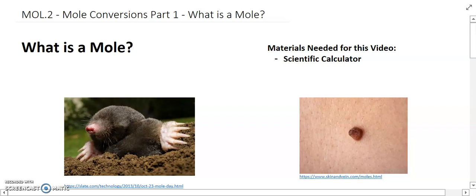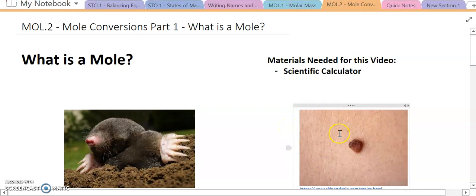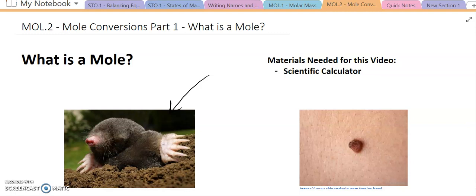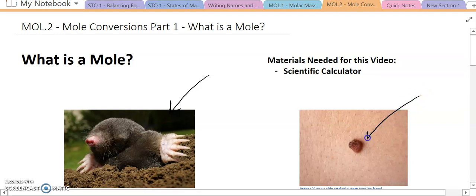Well, the English language has lots of words that have more than one meaning, and mole is one of those. So when we talk about a mole in the English language, some people think about this guy right here, which is an underground rodent that makes annoying tunnels in your yard. And no, he's not really what we're talking about. Although you will see his clip art image on a lot of worksheets that we deal with when we talk about mole conversions. A second concept of what a mole is a dark colored pigmentation on your skin. And no, that's not what we're talking about in chemistry either.